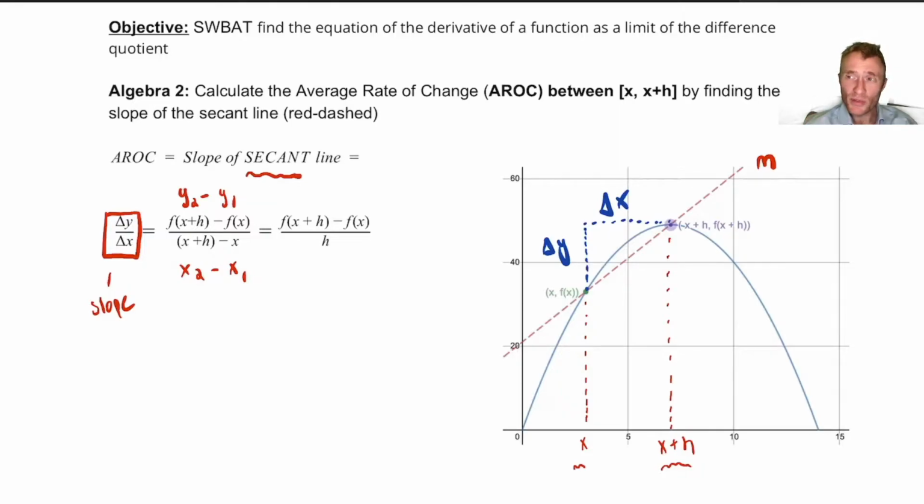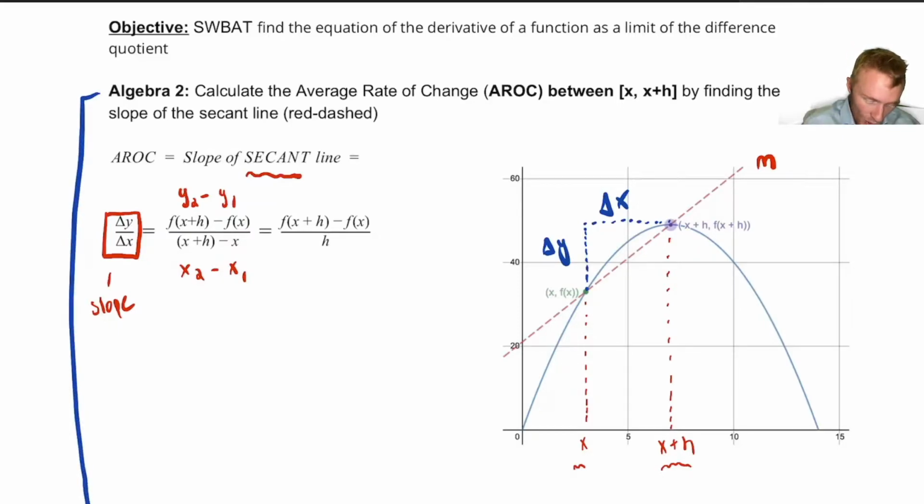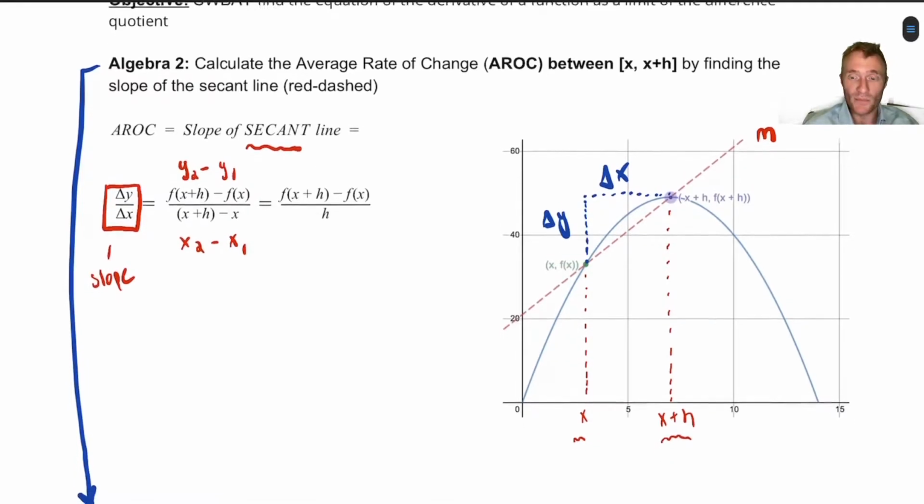When we put it in terms of that h value, though, what you can see is that x plus h minus x, that's your x2 minus x1 in terms of x and h, the x's cancel, and you're left with just an h on the bottom, and we're going to see that that's going to be really useful as we transition. Here we go. We're leaving Algebra 2 land and we're going to calculus land.